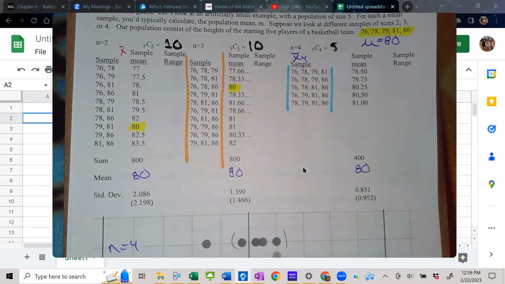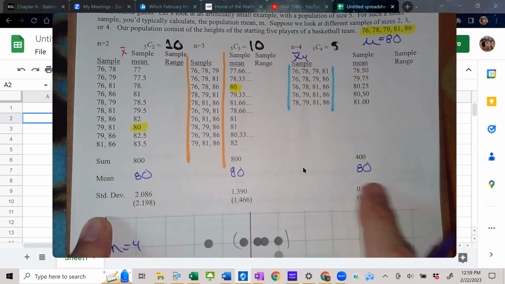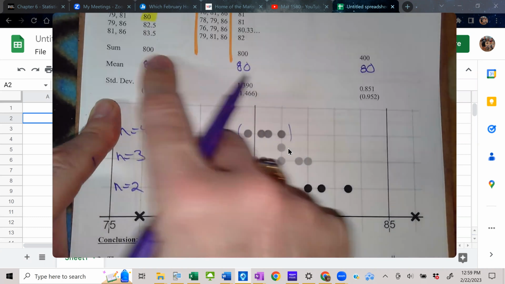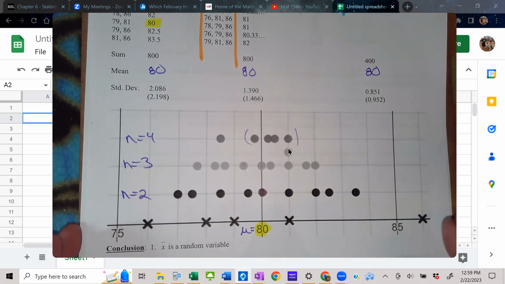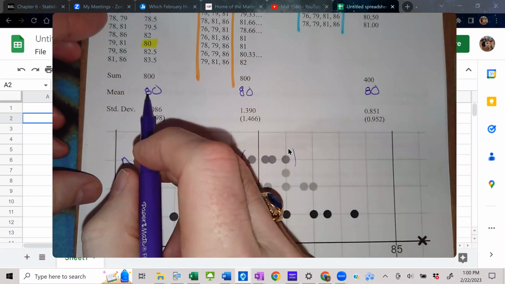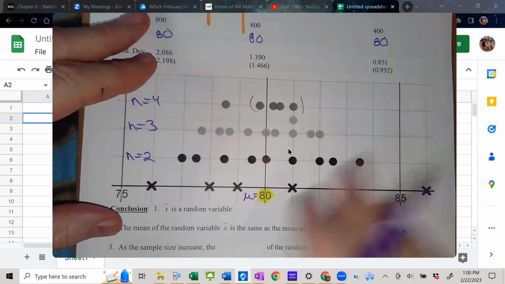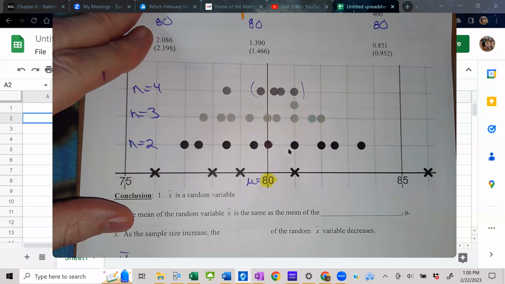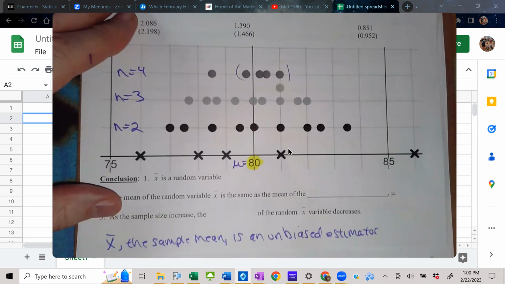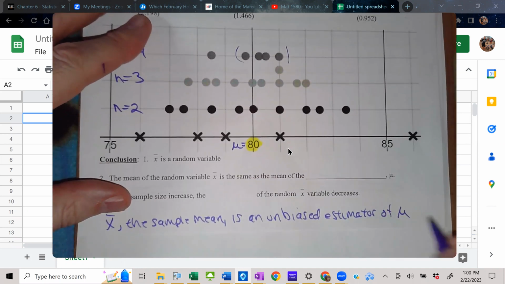So, you think it's a coincidence that every time we calculate the mean of these sample means, we get the mean of the population mean? Think that these are all the same by coincidence? The answer is no. And what's going on here is that X bar is what's called an unbiased estimator. X bar, the sample mean, is an unbiased estimator of the population mean.